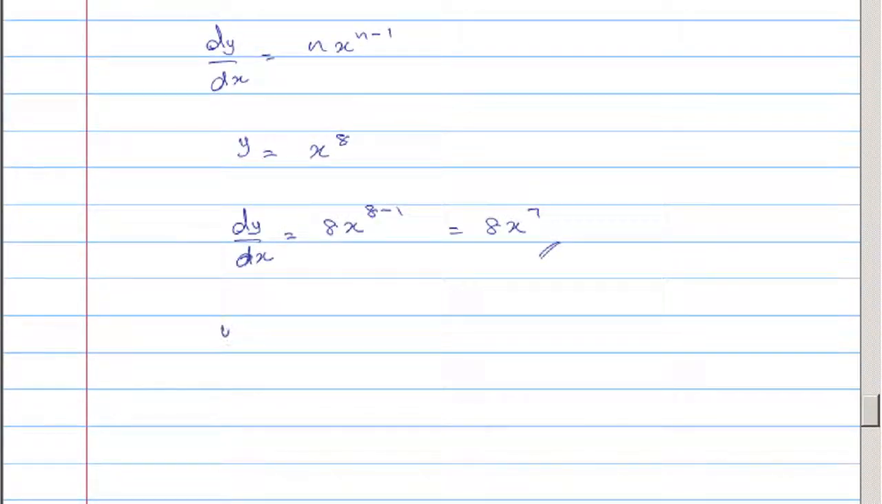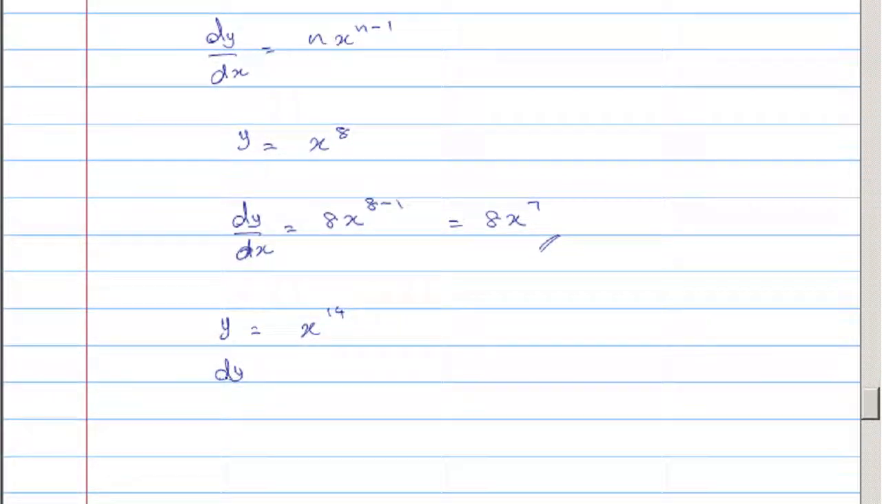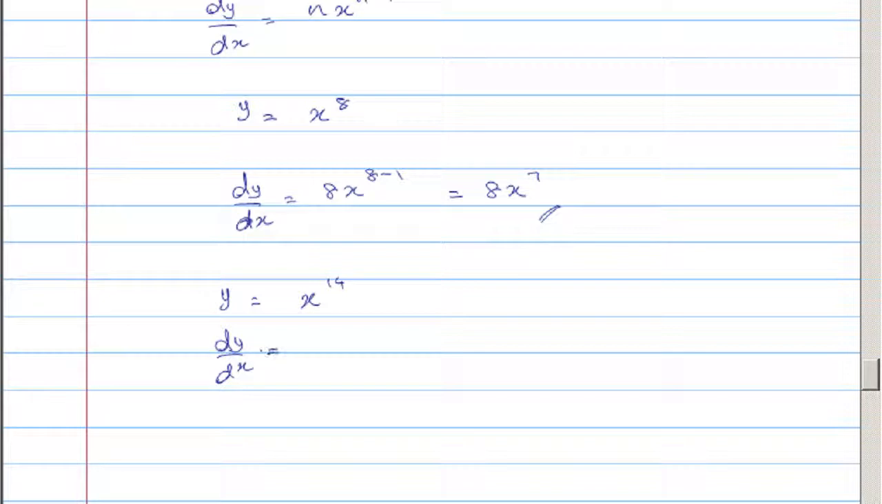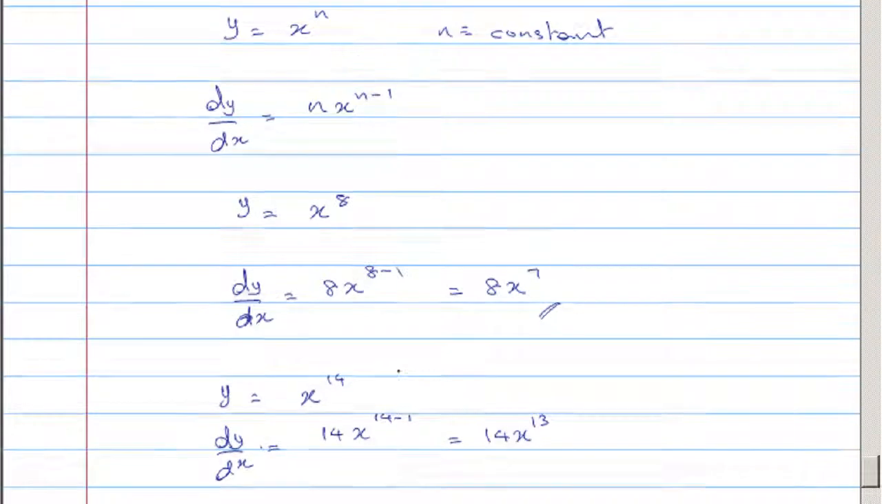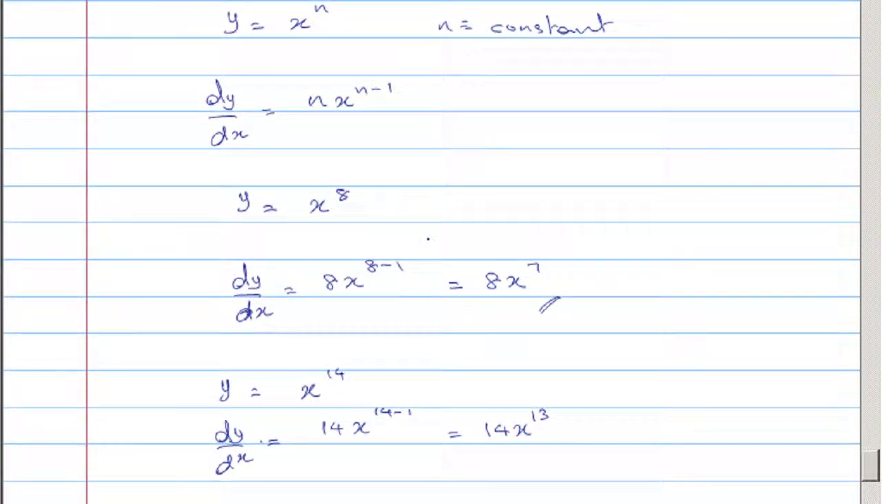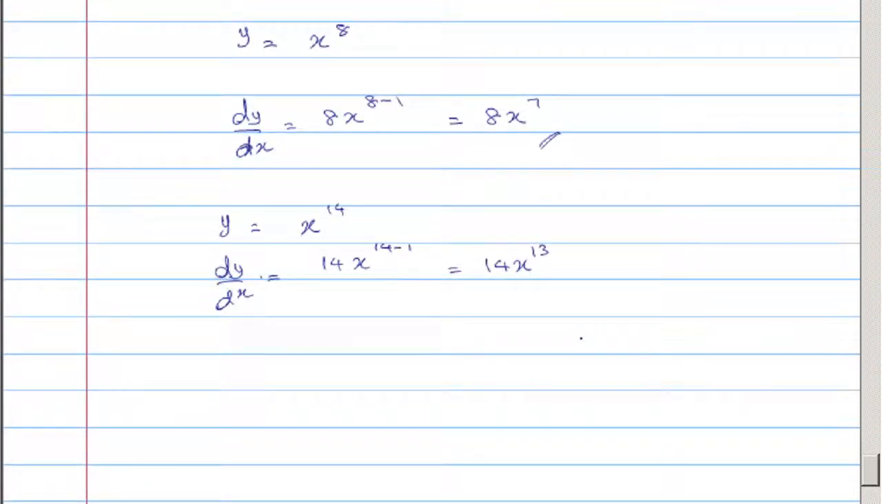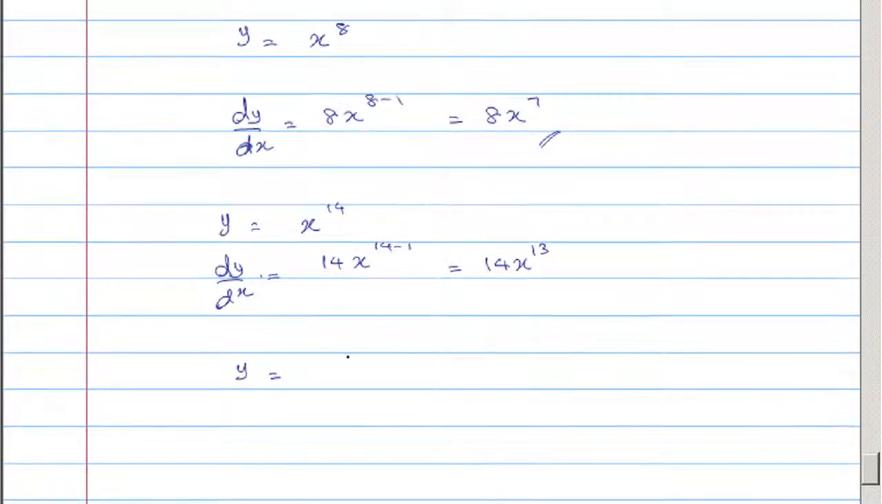Similarly, if I have, let's say, y equals x to the power 14, then dy over dx is equal to 14 times x to the power 14 minus 1. And in this case, I get 14 times x to the power 13. You can probably imagine that differentiating something like this is quite a trivial case. Perhaps some care must be taken though when you're differentiating functions with negative or fractional powers.